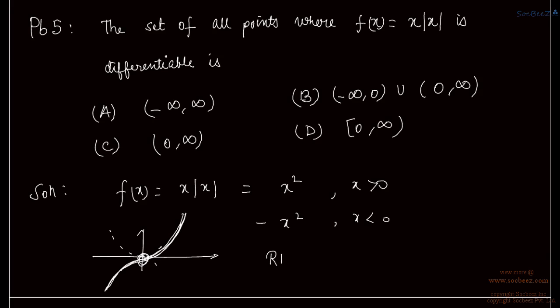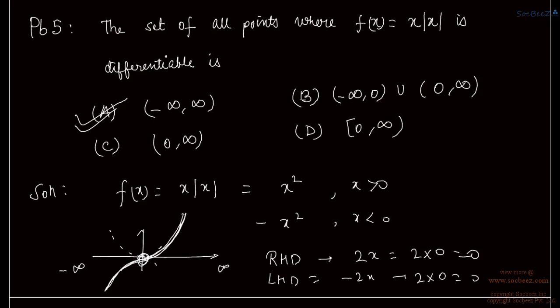So let us find the right hand derivative. The right hand derivative is 2x, which is equal to 2 times 0, 0, and the left hand derivative is minus 2x, which is again equal to 2 times 0, which is 0. So at x is equal to 0, the function is differentiable because the left hand derivative is equal to the right hand derivative, right? So it is differentiable at all points from minus infinity to infinity. So option A is correct. Okay. Moving to the next question.